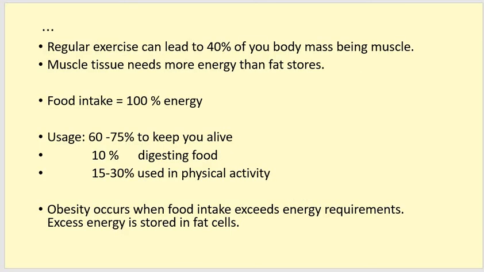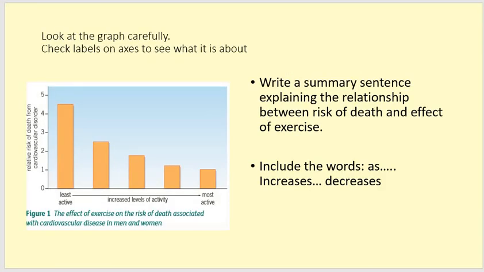And excess energy is stored in fat cells, sometimes called adipose tissue. If you've seen Doctor Who, you might have seen the adipose episode. Now here's a graph, and if you look at the labels on the axes, that will show you what it's about. So we've got the risk of death from cardiovascular disease.